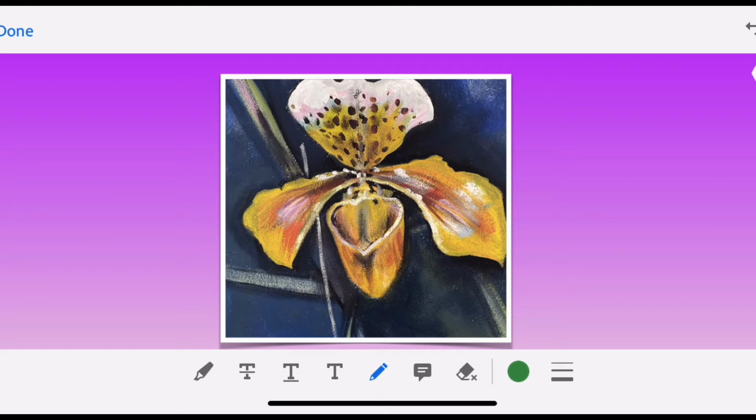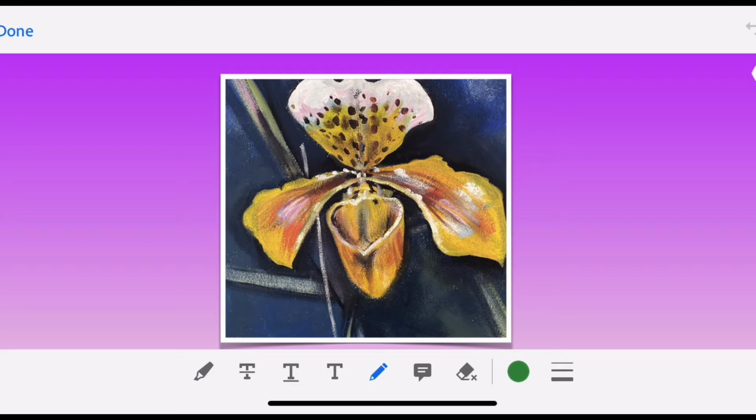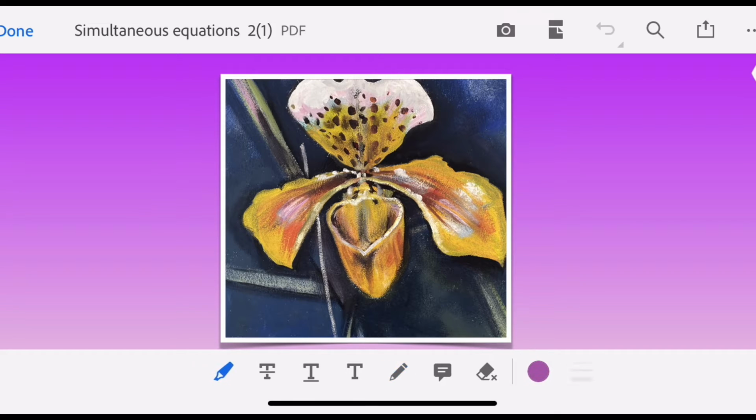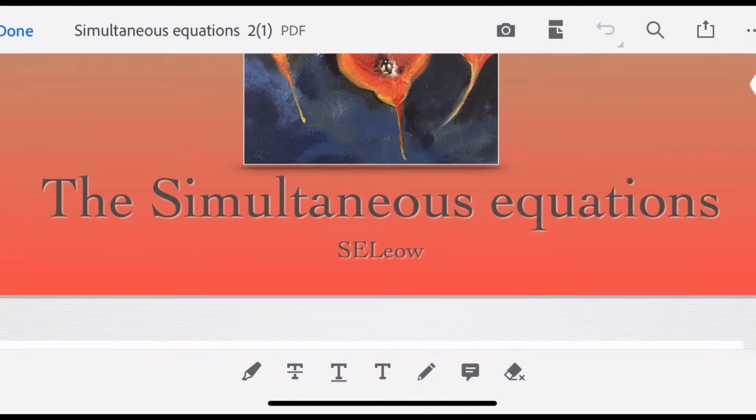Hello everyone. Today I will discuss another example on simultaneous equations and solving simultaneous equations using another method. Let's get started with the class now.